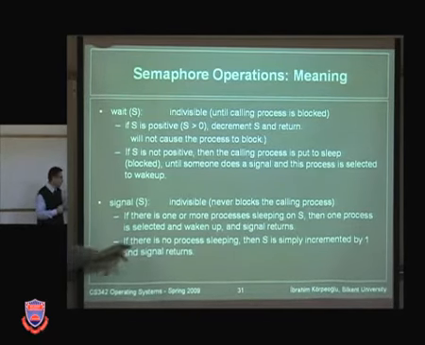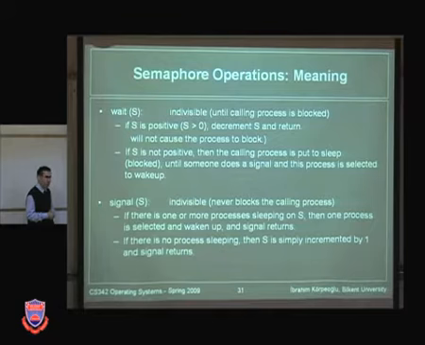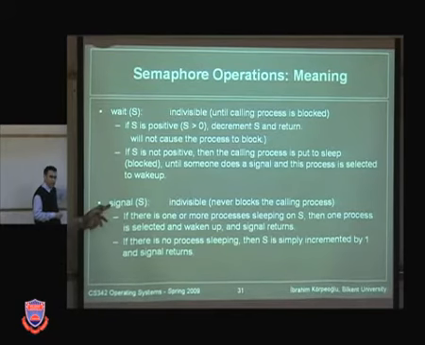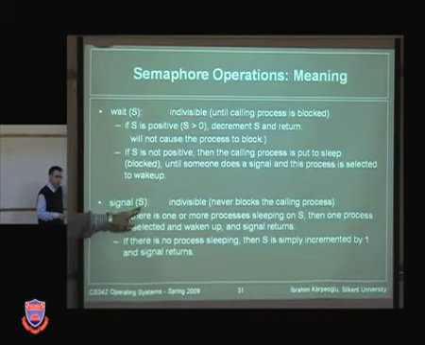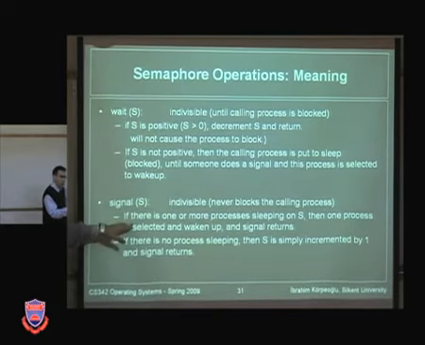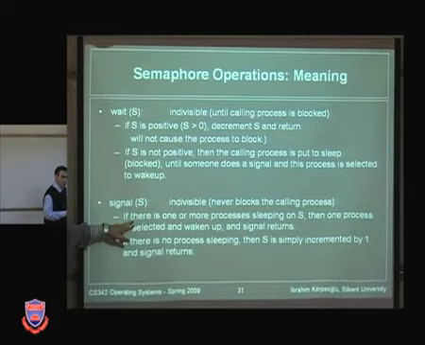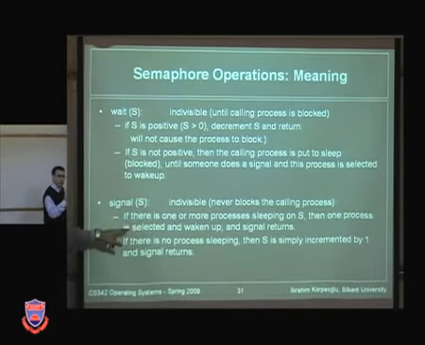If, however, there is no process sleeping at that time, then s is simply incremented by 1 and the system call again returns. So this is what happens when your application calls signal on a semaphore variable s. Signal is a system call, it gets executed and does this. It looks at whether there is a process waiting on s. If there is at least one process, then it wakes that process up.